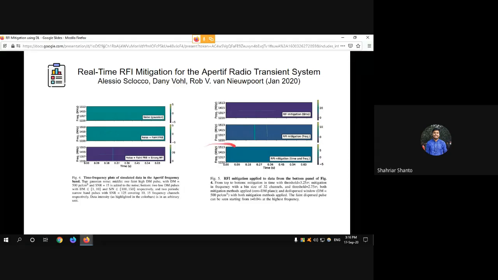So they could get very good accuracy, they could reduce the amount of RFI data and also find fast radio bursts in the data.